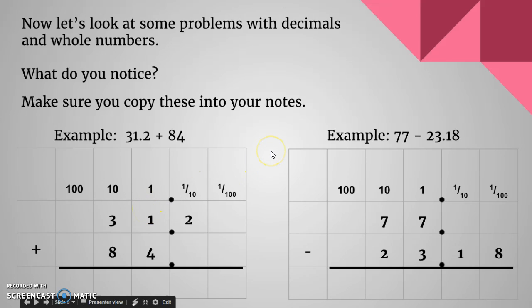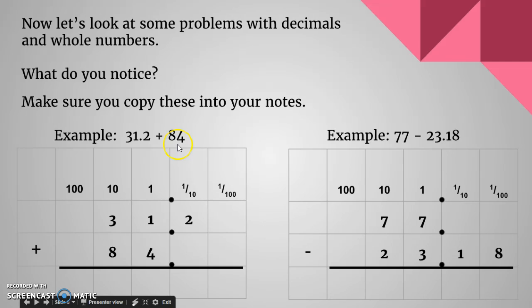Okay. So now let's take a look at some problems that involve a decimal and a whole number. All right. So this part can be a little bit tricky if you're not sure what to do at first. But if you look at the way that this example was set up, we have 31 and 2/10. And we're going to add the number 84. Well, again, if we use a place value chart, it really helps us make sure that we have our place values lined up properly. All right, so the 31 and 2/10, so 3 in the tens place, 1 in the ones place, 2 in the tenths place.